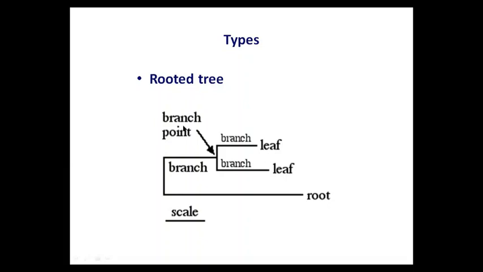Each of the components linked to a branch is called a leaf, and they are joined together at a branch point. They may be linked to the root, or they may be linked to another cluster of a variable number of leaves. So a rooted tree is one in which the root is known or the ancestor is known.